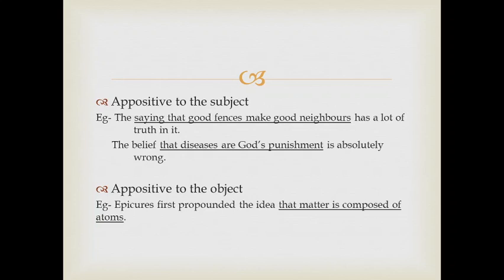Appositive to the subject: The saying that good fences make good neighbors has a lot of truth in it. I have made a mistake here. Saying should not be underlined. The saying is the subject or the noun, and here that good fences make good neighbors is the appositive clause. That good fences make good neighbors explains or gives additional information about the subject, the saying. Which saying? That good fences make good neighbors.